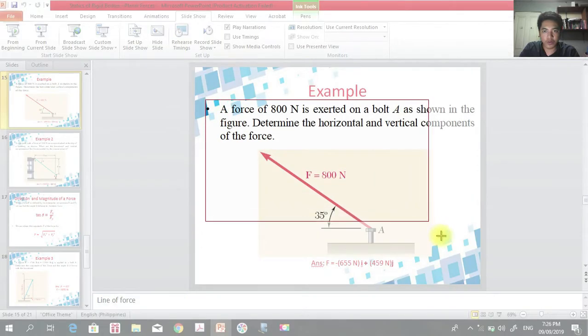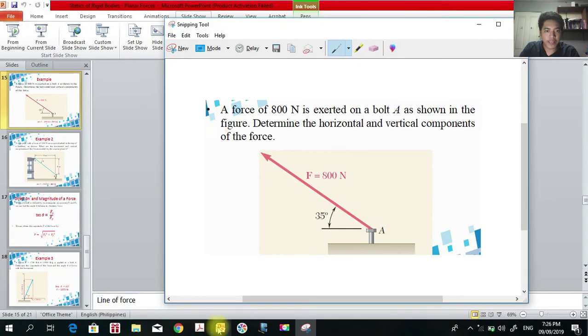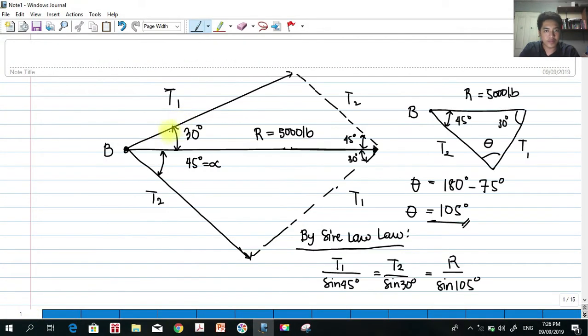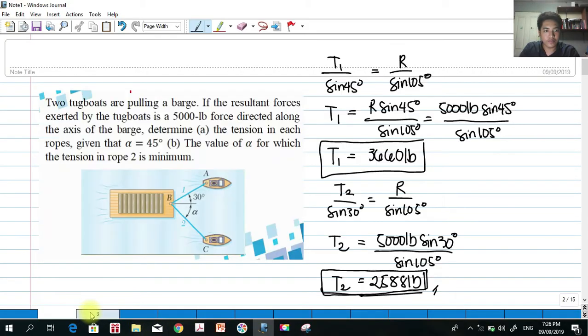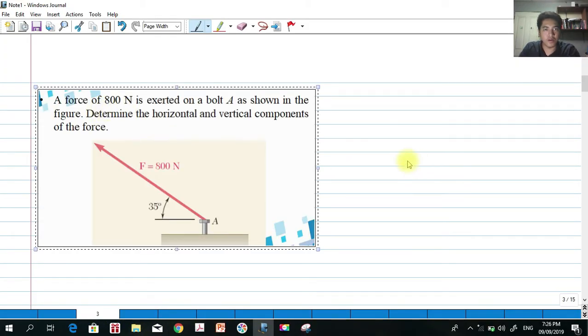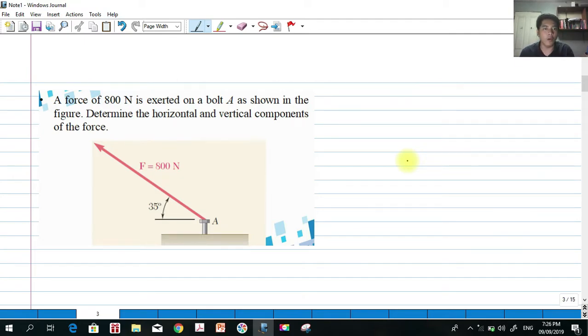Oops. I'm going to copy this and paste it here. Okay, let's try. So, we're going to find the component of this vector force, 800 newtons. Let me just again make myself clear. This is the x-axis, the positive x-axis. This is the angle given, 35 degrees, but this is not the positive x-axis.